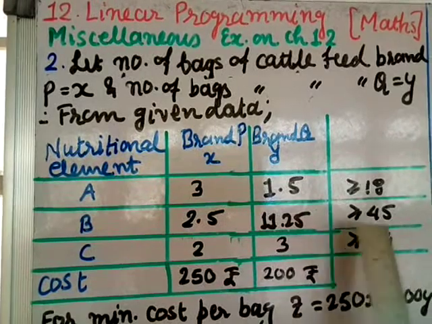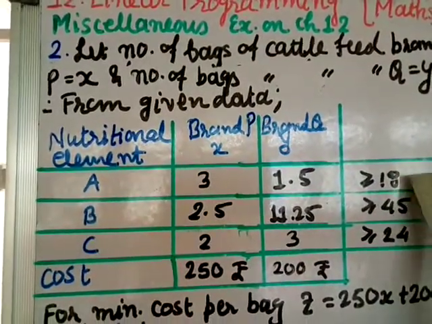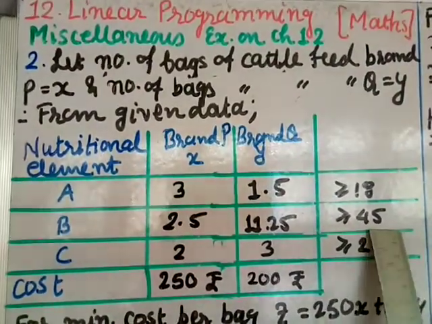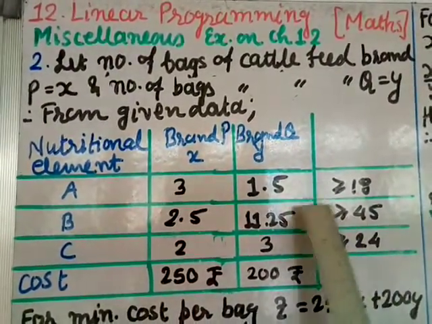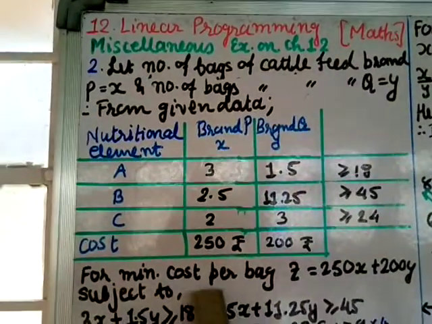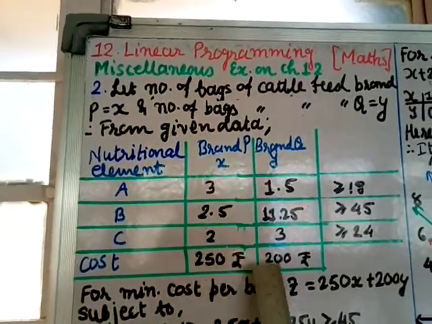the cost is 200 rupees. The minimum requirement of these elements is 18 for A, so it can have more than 18. For B 45 and for C 24. So here it is greater than or equal to, because this is the least, they can have more than this. For minimum cost per bag, Z equals 250x plus 200y.